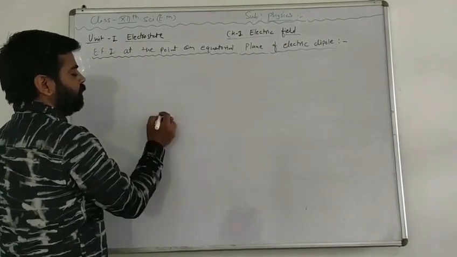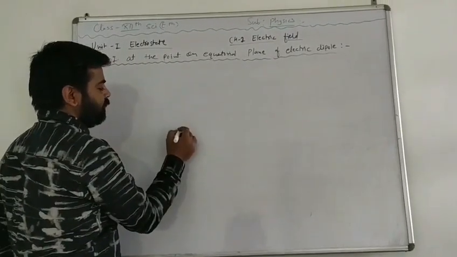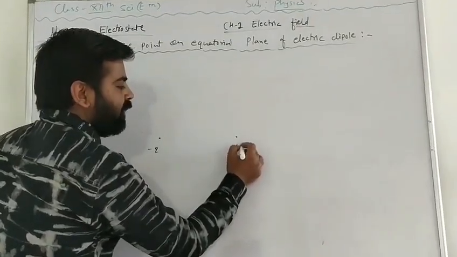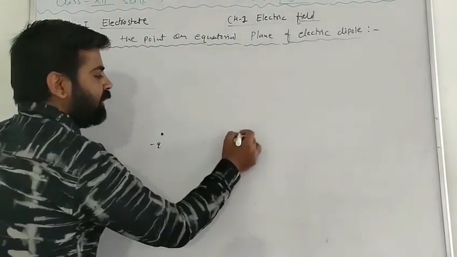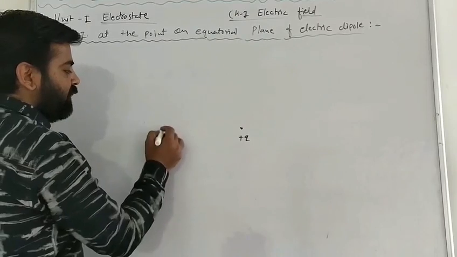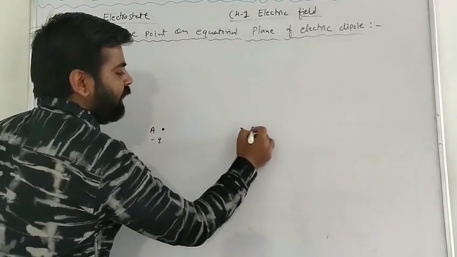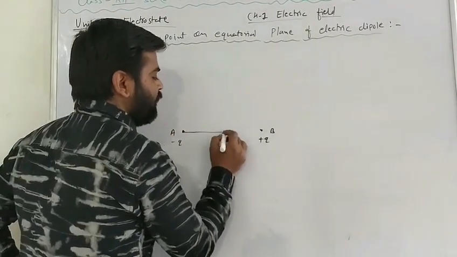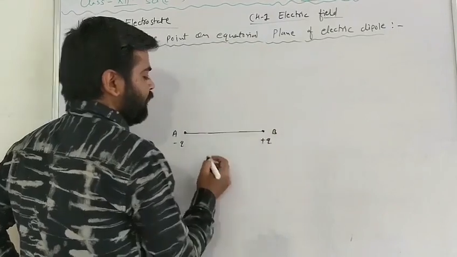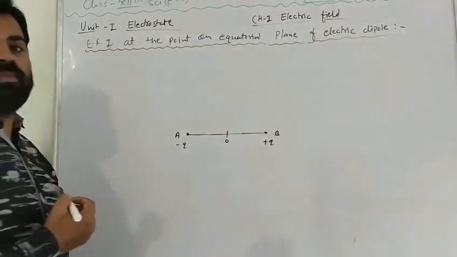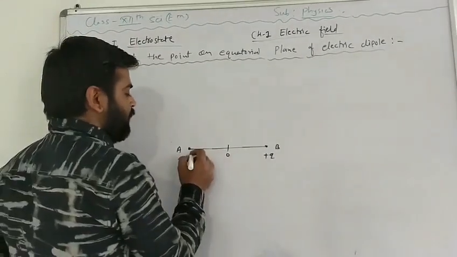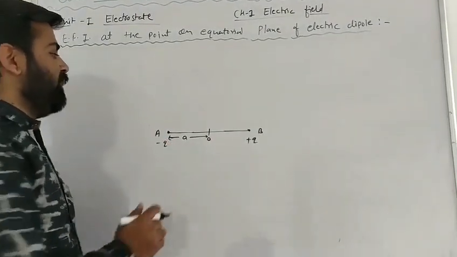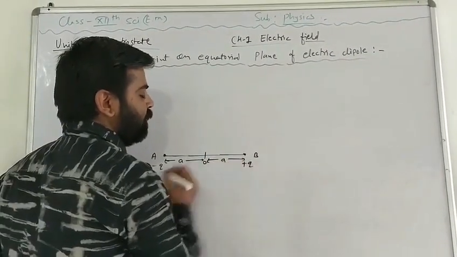So, firstly, I draw the electric dipole. In electric dipole, it is well known that there are two charges, minus q and plus q. We consider these charges are at A and B point respectively. Charges are separated by a small distance 2a and its center point is O. The 2a is divided equally, so we represent AO by small a and OB also small a.